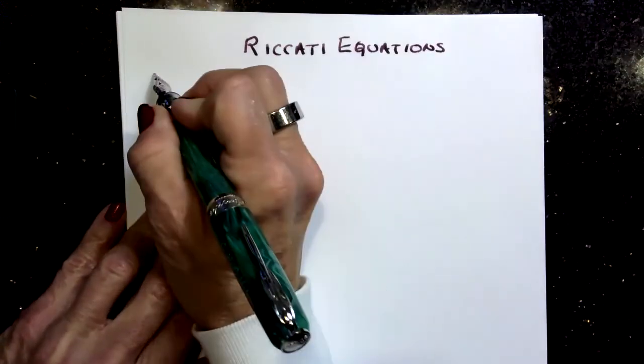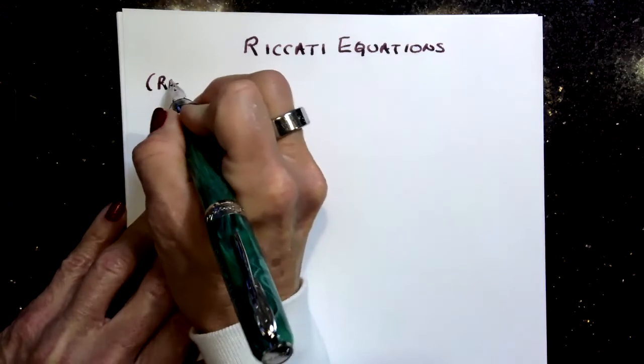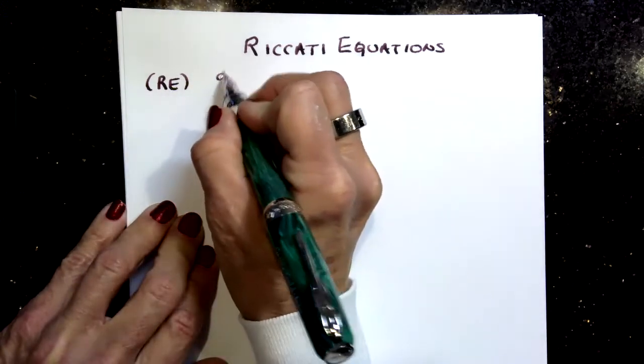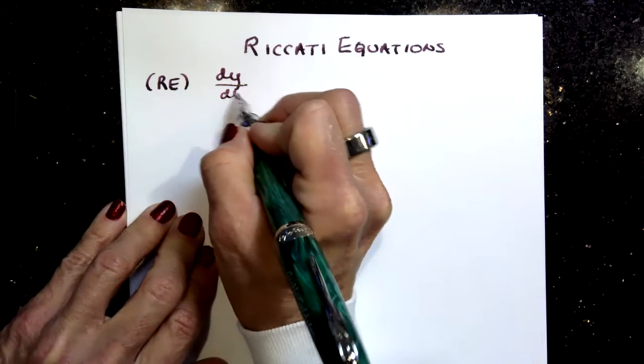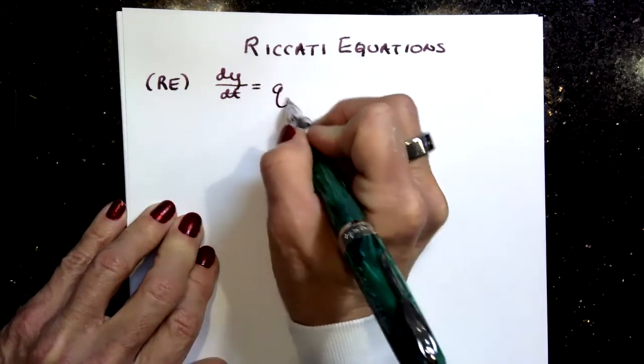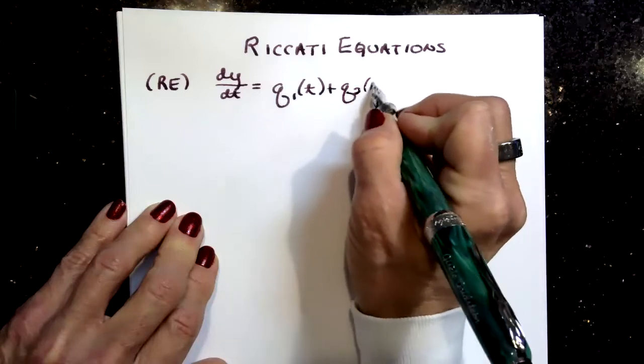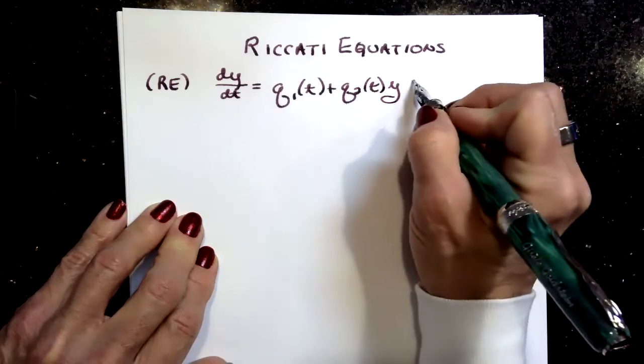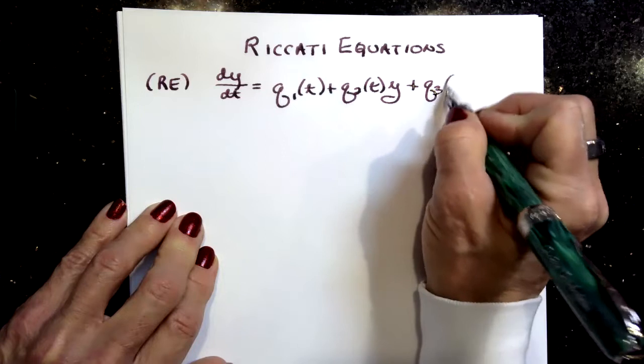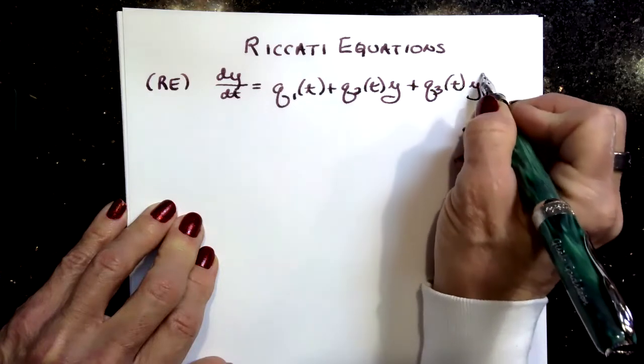A Riccati equation, which I'll use the notation RE for, is any equation that can be written in the form dy/dt is q1 of t plus q2 of t y plus q3 of t y squared.